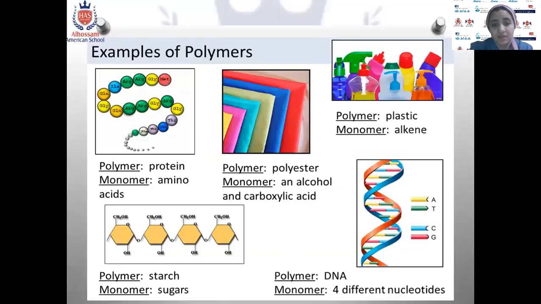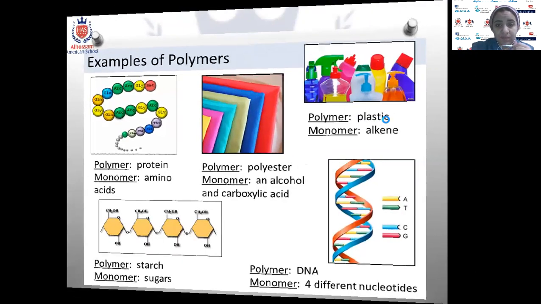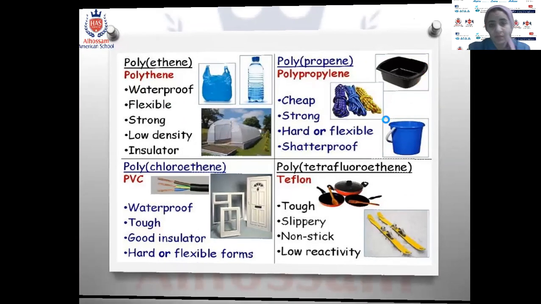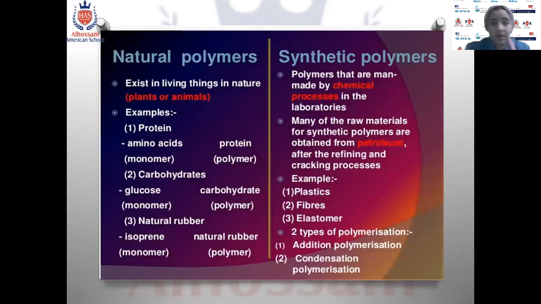And we have some examples of polymers, as we said. We have natural polymers and synthetic polymers. These are some properties of the polymers, and this is a comparison between natural polymers and synthetic polymers.